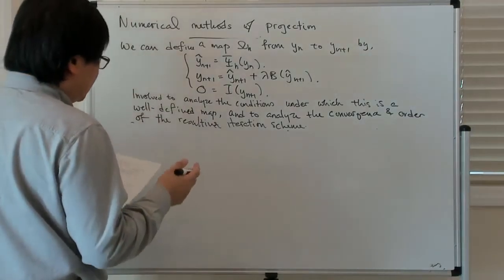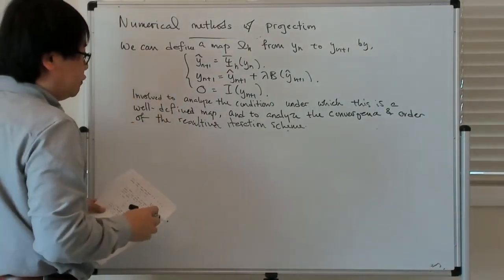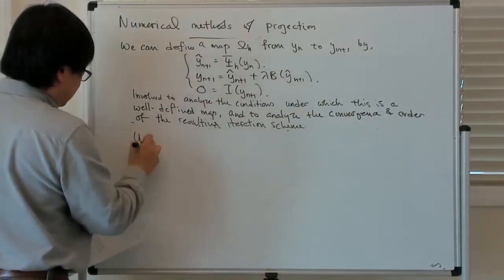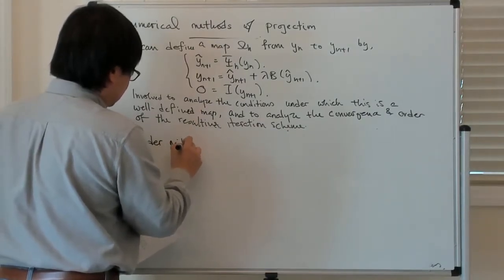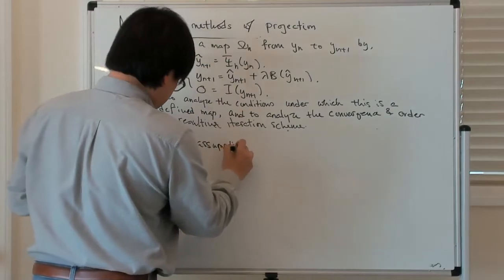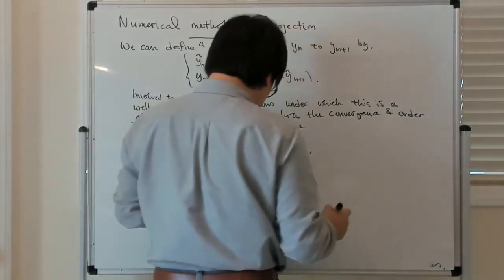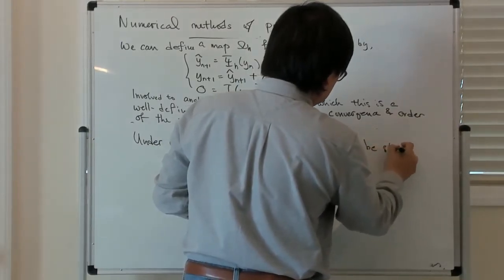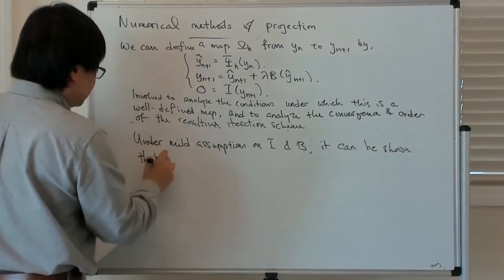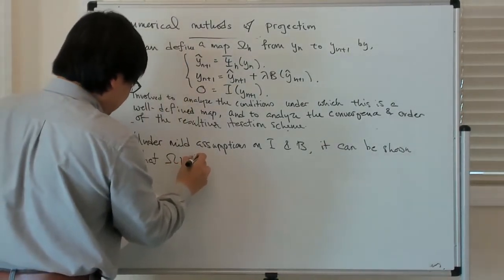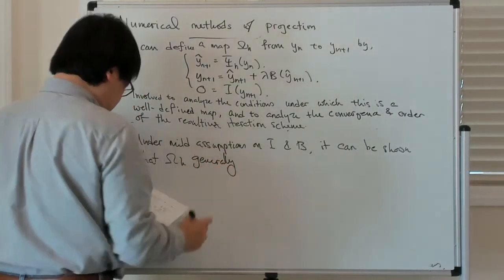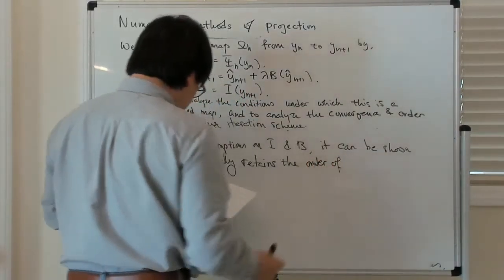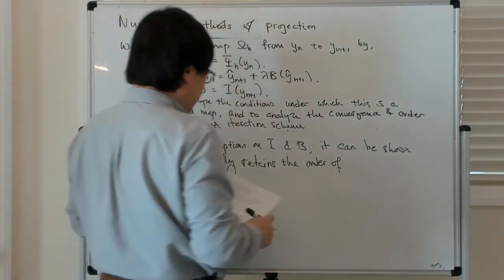All right, but under basically mild assumptions on the level set function or the first integral function I and this oblique direction B, it can be shown that the resulting map omega h generally retains the order of accuracy of the original one-step method, psi of h.